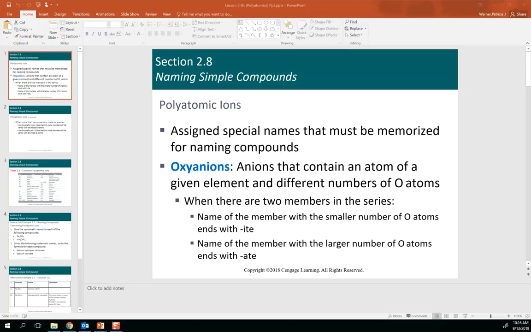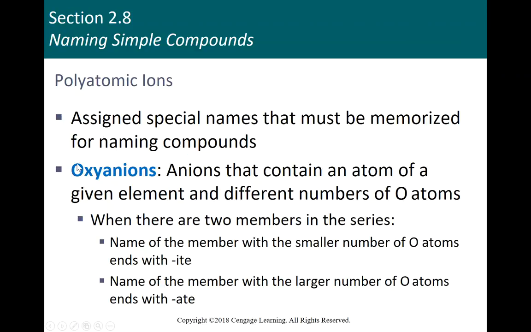Welcome to lesson 2.8c. Today we're going to talk about polyatomic ions. Polyatomic ions are ions that behave as a group, and with polyatomic ions, I encourage you to make flashcards and memorize these names and formulas and charges, because there's really no other way to do it. You just have to memorize them.